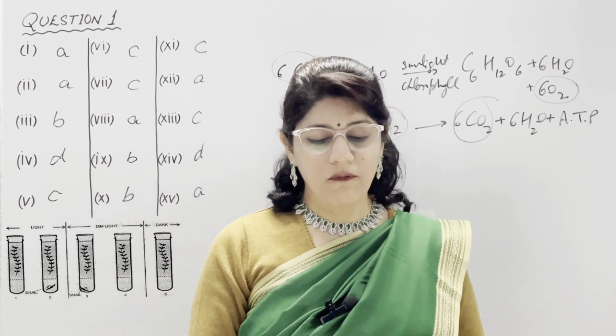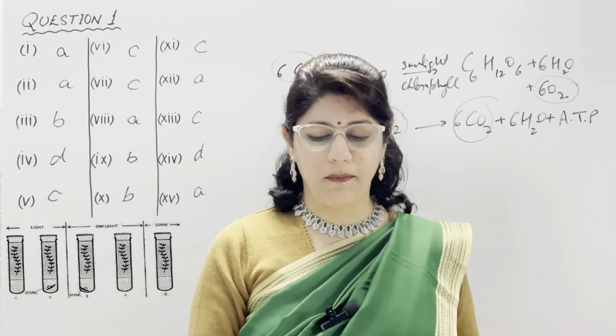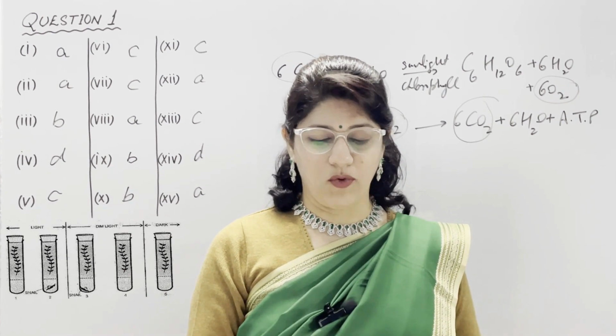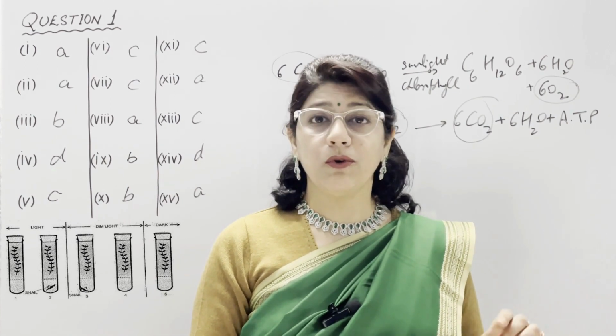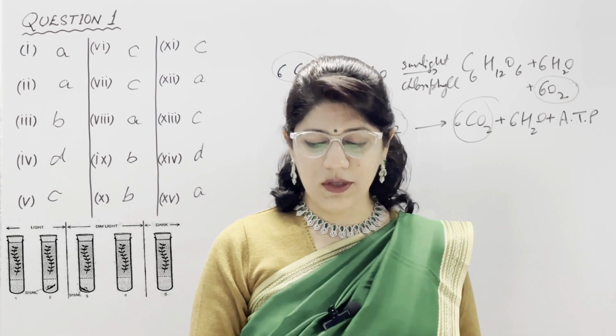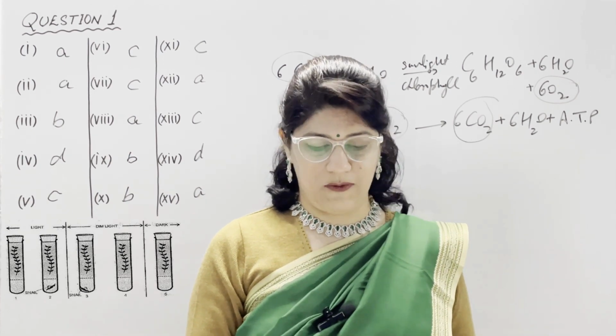In B part, in which tube would you expect to find the plant with the least amount of starch? It is in tube number 5 because due to the absence of light, photosynthesis does not take place.